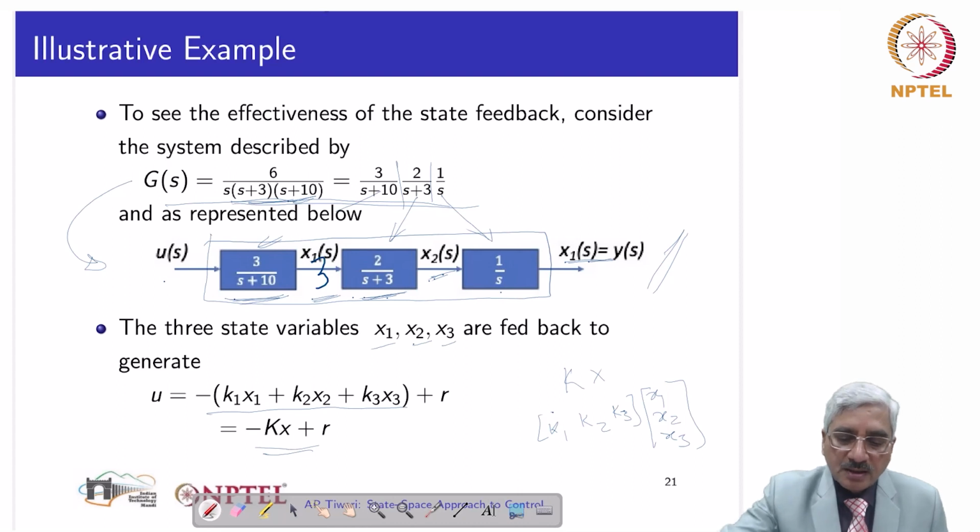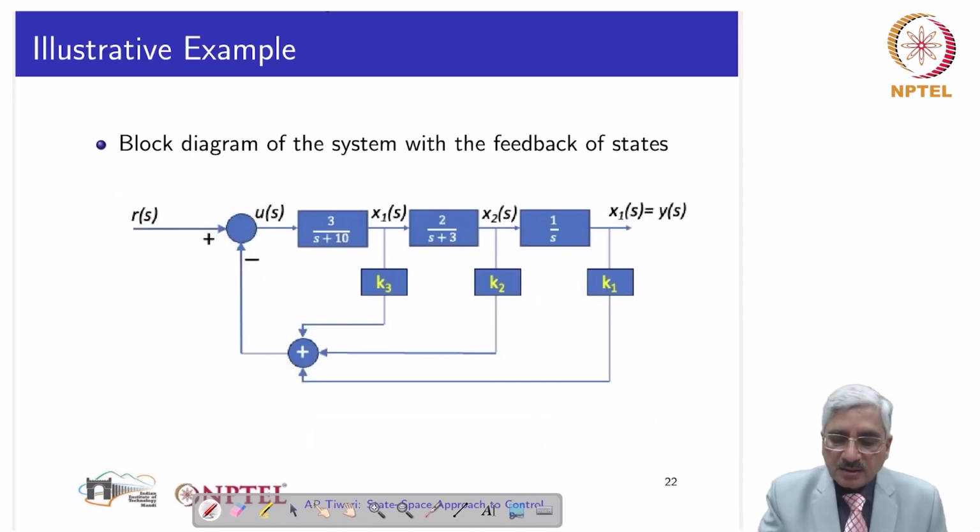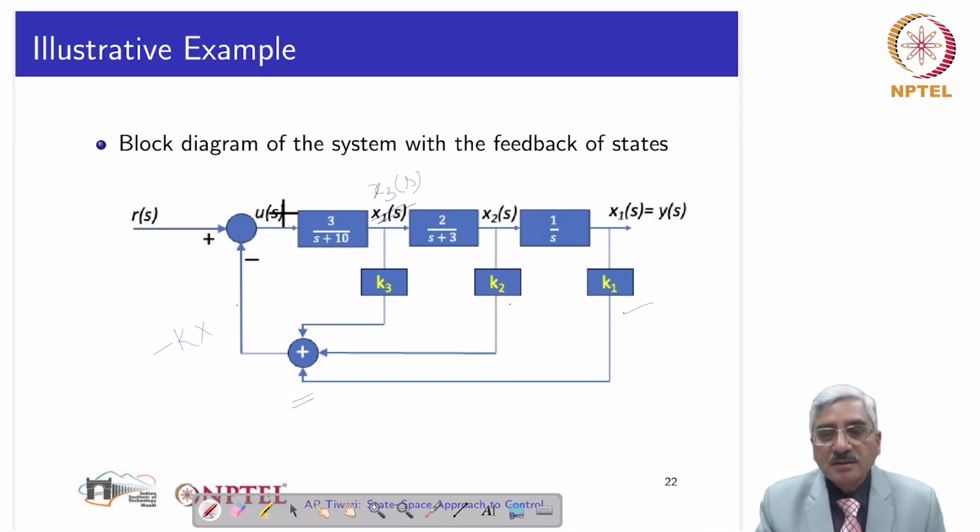Now this is represented by this block diagram. This x3, again let me correct, this is x3(s). This x3 is brought out through a gain k3, x2 through a gain k2 and x1 through a gain k1. And they are added together to get the feedback signal. This is minus kx, and then the difference of r and kx is u(s), that is driving the system.